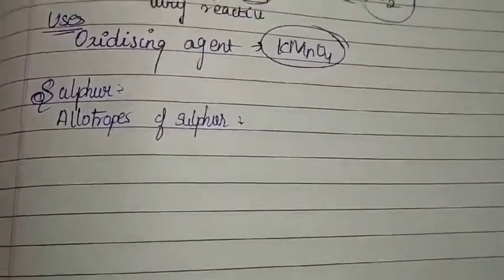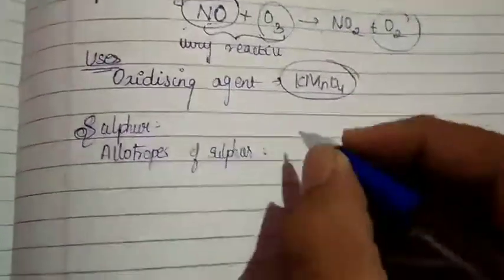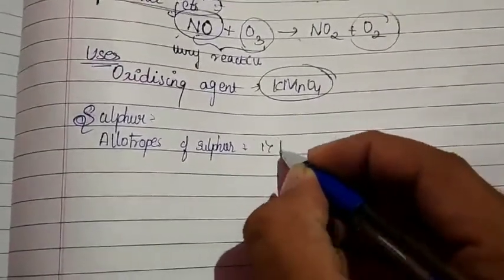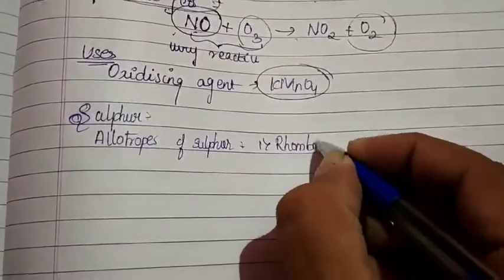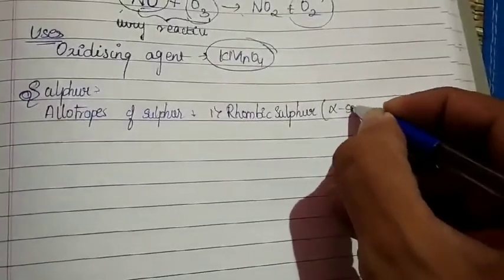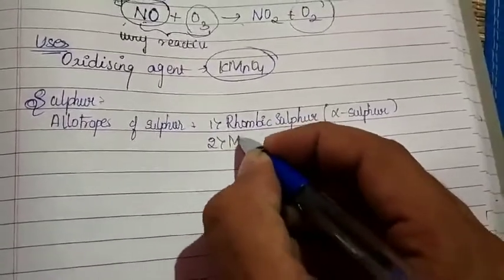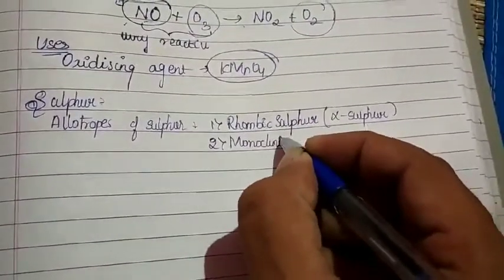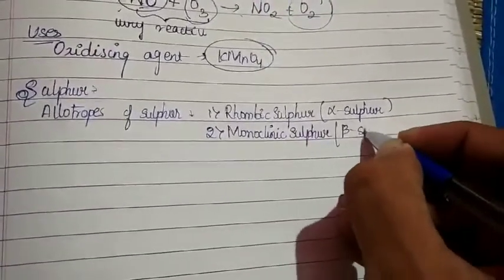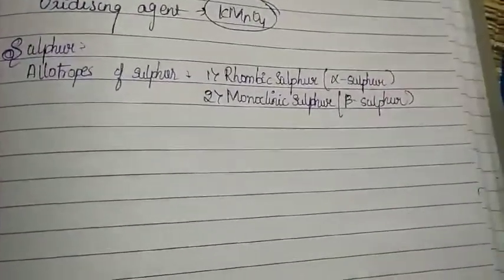So coming to the sulphur allotropes, basically sulphur has many allotropes, but among them we will be considering only two most important allotropes of sulphur. One is your rhombic sulphur, which is also called alpha sulphur, and the second is your monoclinic sulphur, which is also called beta sulphur. Okay, so mainly we are going to study these two types of allotropes of your sulphur.